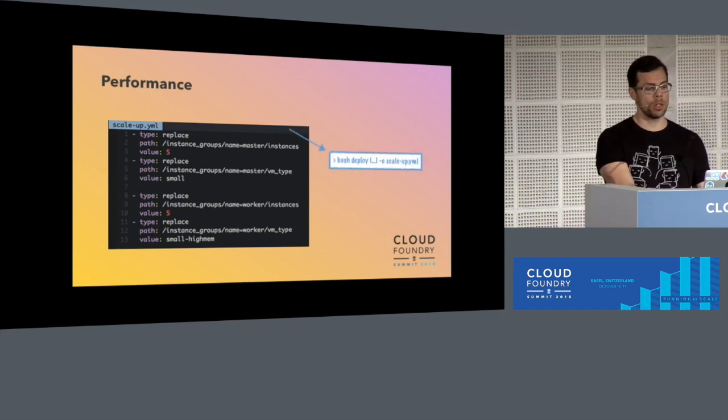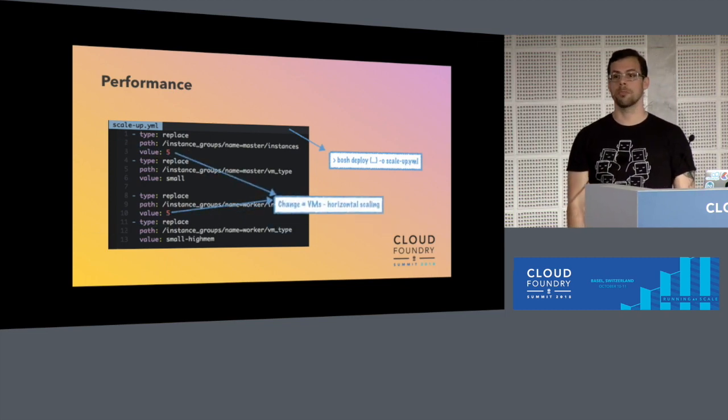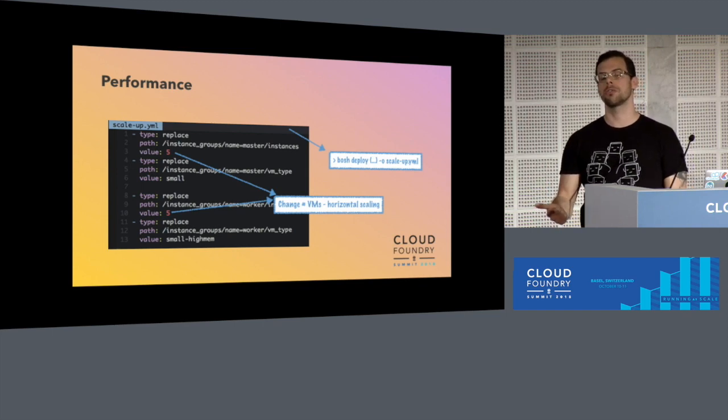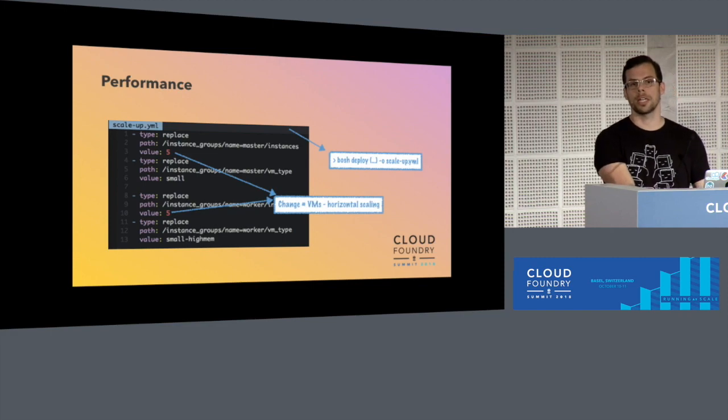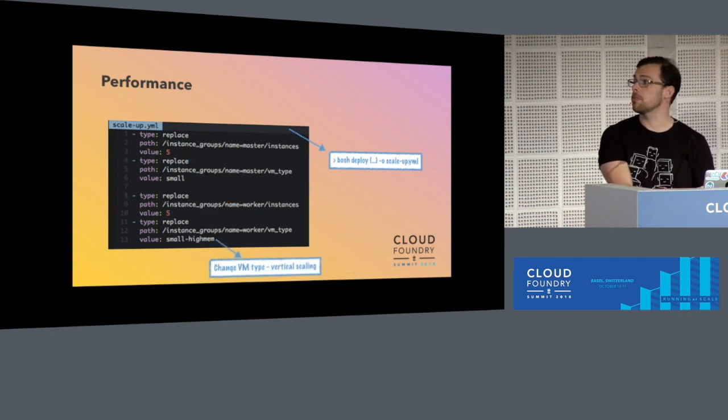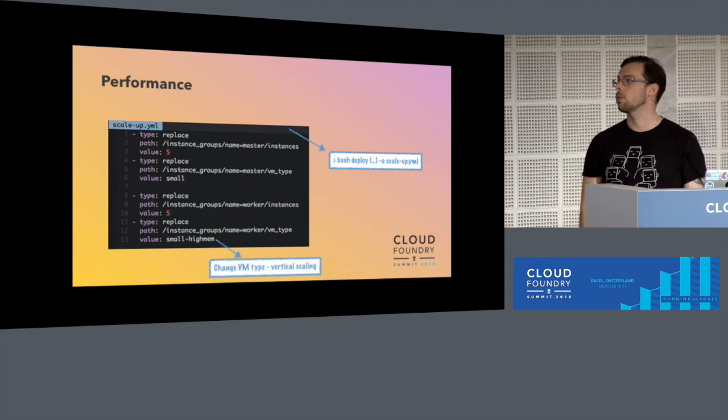As I said, this is all a bosh deploy away from you, and in this case, we are changing the number of VMs, both on the masters and on the workers, to 5 from the original 3, which is the horizontal scaling. And we are changing the VM type to have more memory, which is a kind of vertical scaling.